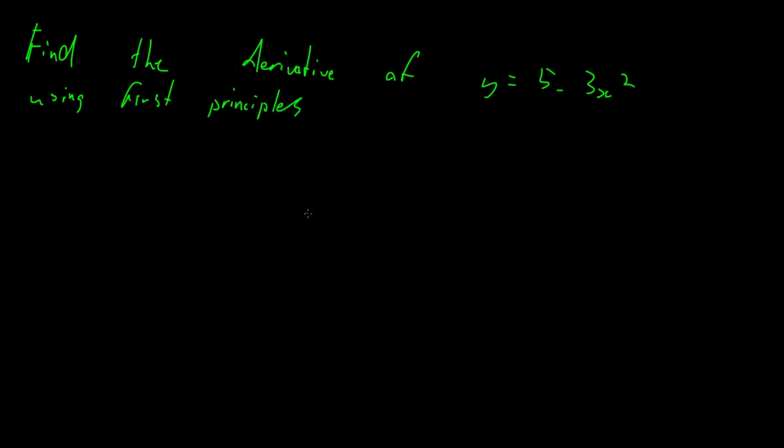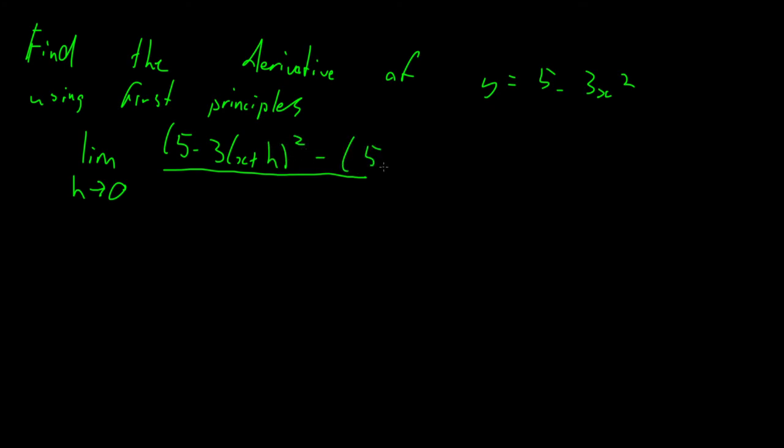Okay, so first principles, I actually made a whole video on this, so I'm just going to go through this pretty quickly. So we've got f(x+h) minus f(x) all on h. So we'll start with writing this, which means we'll put this in brackets, 5 minus 3(x+h) squared, minus (5 minus 3x squared) all on h.